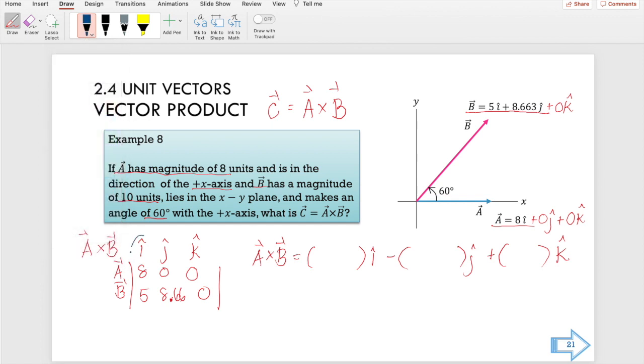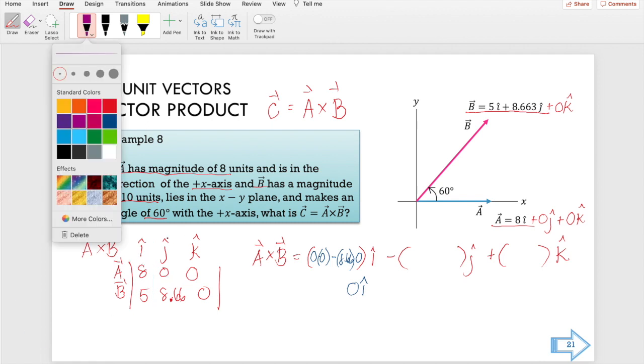If you're looking for i hat, what you will do is you just ignore this part, and then you cross multiply this with this one, then subtract. So that will be 0 times 0, minus 8.66 times 0. So actually, that will just give me a 0 i hat. The next one.